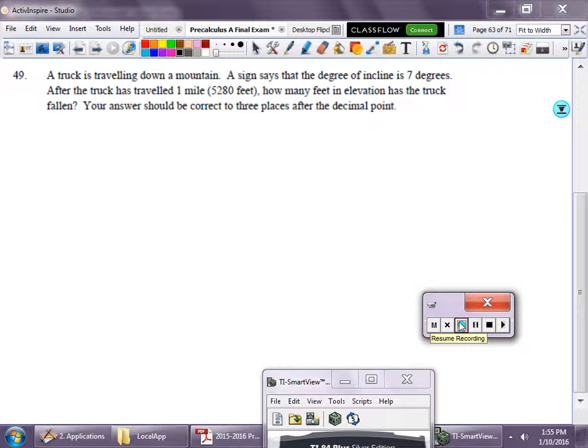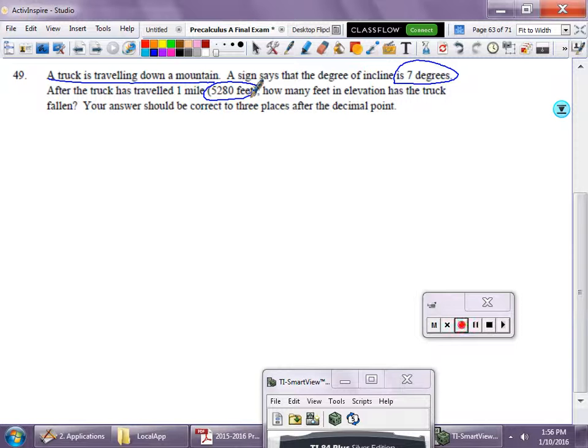49. A truck is traveling down a mountain. A sign says that the degree of the incline is 7. After the truck has traveled 1 mile, which is equal to 5280 feet, how many feet in elevation has the truck fallen? A mountain stands erect. Let's draw this mountain and figure it out. Again, you're dealing with a right triangle.